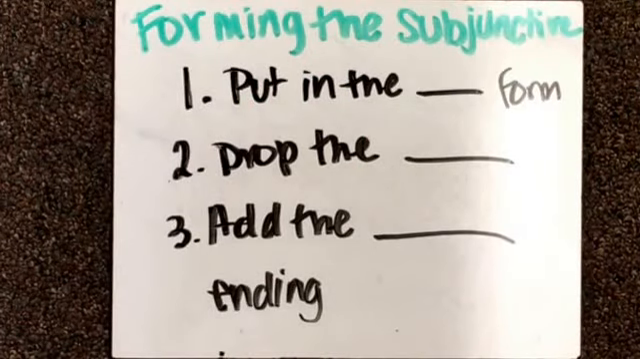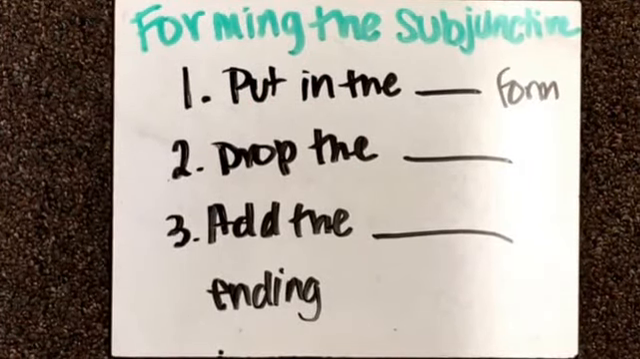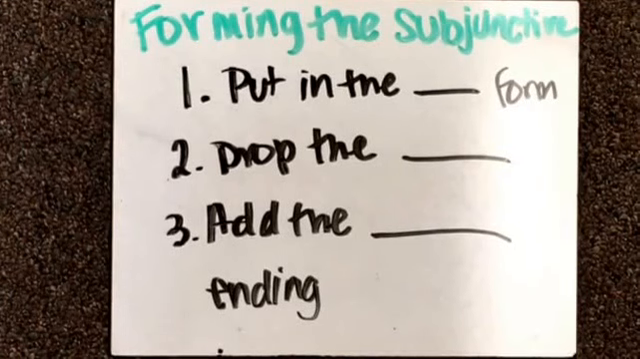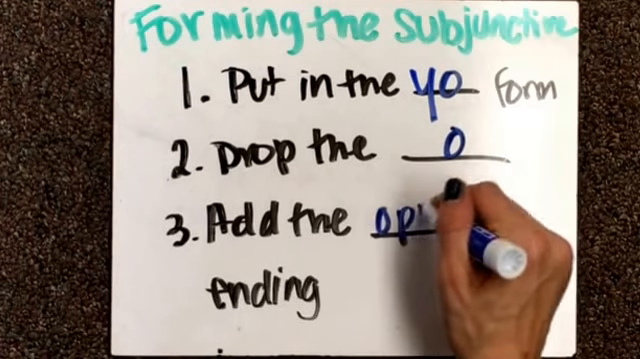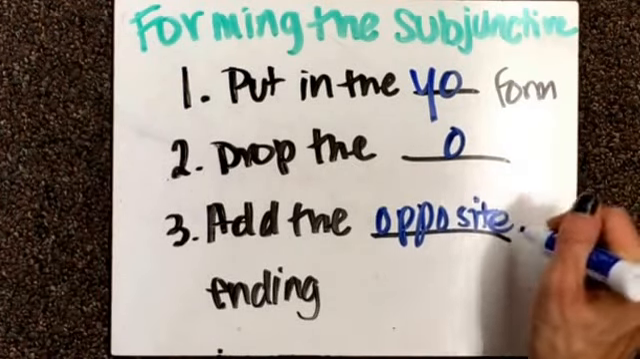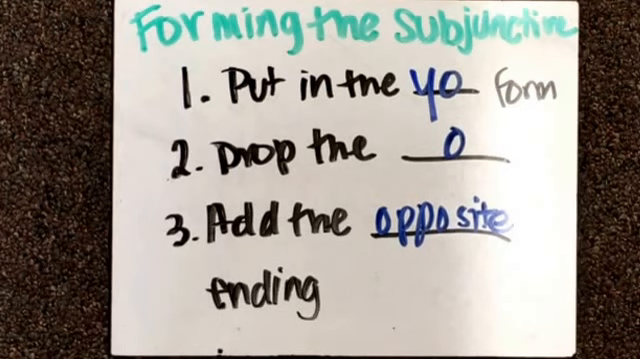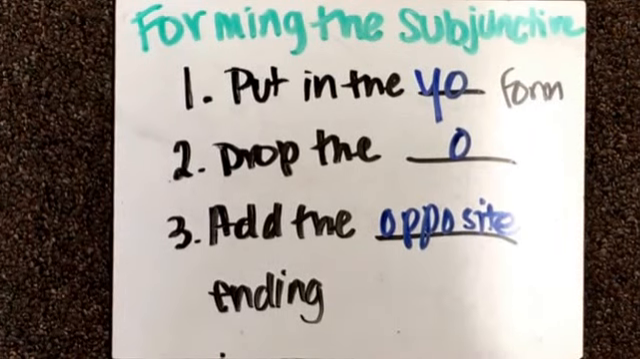Now let's talk about forming the subjunctive. And as you look at these three steps, you're probably going to think to yourself, this looks really familiar. So let's talk about it. The first step in forming the subjunctive is you put the verb in the yo form. The second step is to drop the, yep, you guessed it, o. And now all you need to do is add the opposite ending. Forming the subjunctive is exactly like forming tú, usted and ustedes commands.